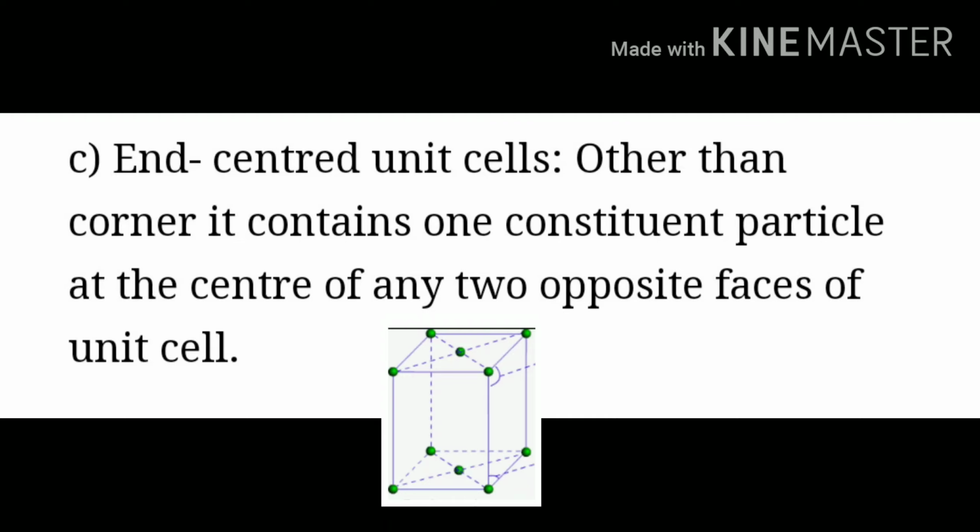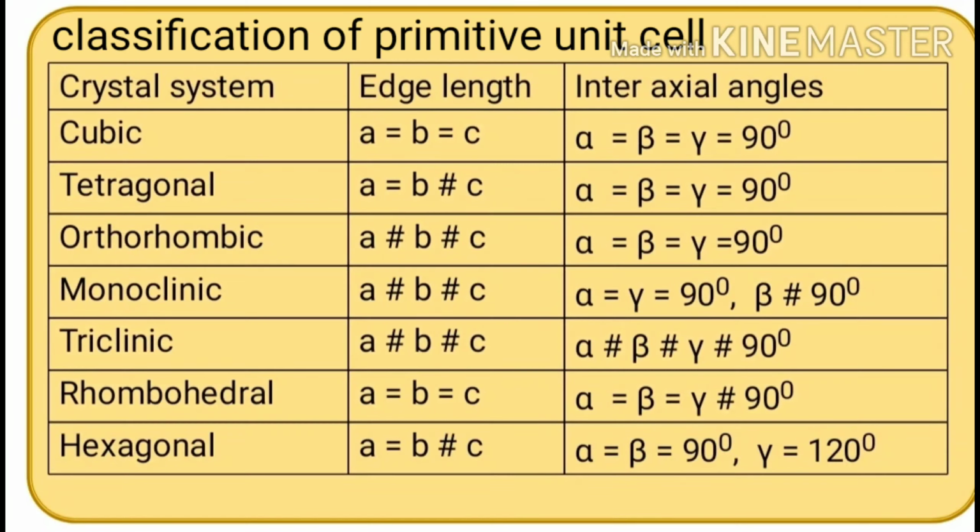Last, end centered unit cell. Other than corners, it contains one constituent particle at the center of 2 opposite faces in a unit cell. That is called end centered unit cell.